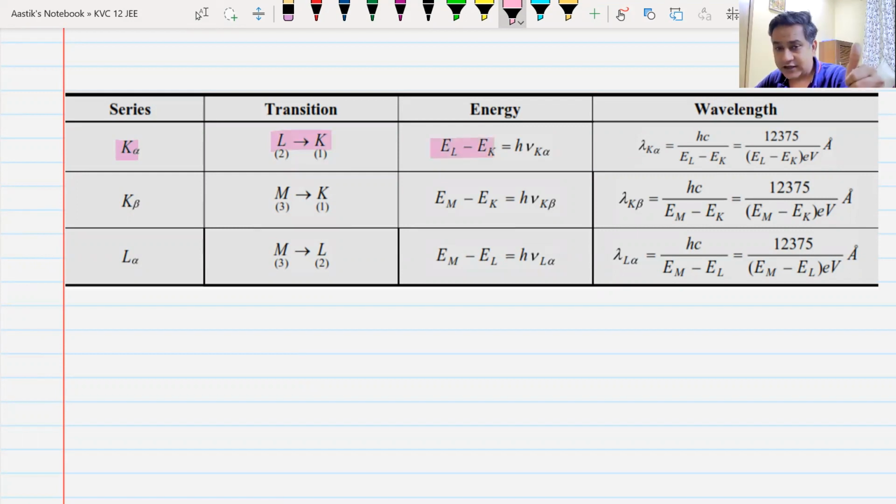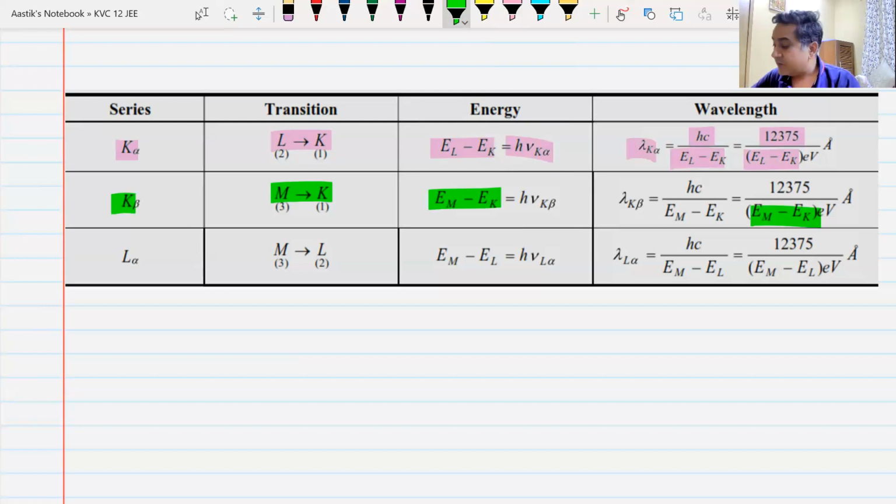The energy difference between L and K will be equal to h times frequency. If you want to find the wavelength lambda, it is hc divided by E_L minus E_K. hc is 12,400 divided by the energy difference between the two. If you put the energy in electron volts, you will get the answer in Angstrom units straight away. For K beta, the transition is from M to K, so the energy difference is between M and K. For L alpha, it is from M to L, and the energy difference between M and L goes here. We understand this? You have 2 minutes to note this down.